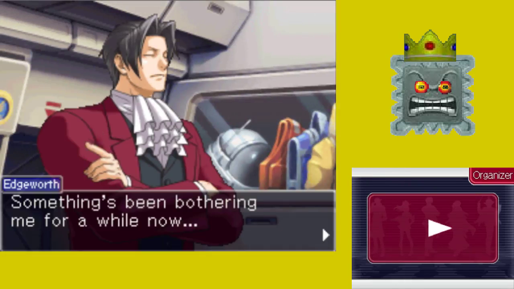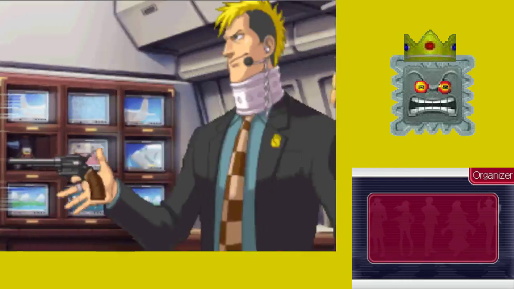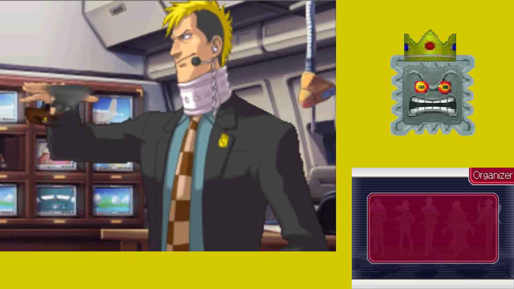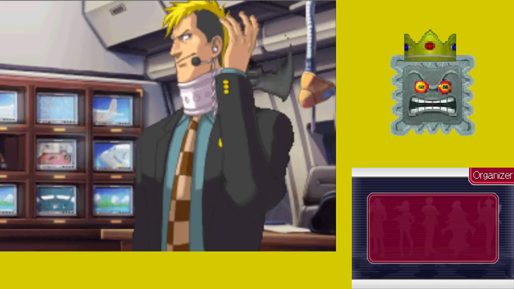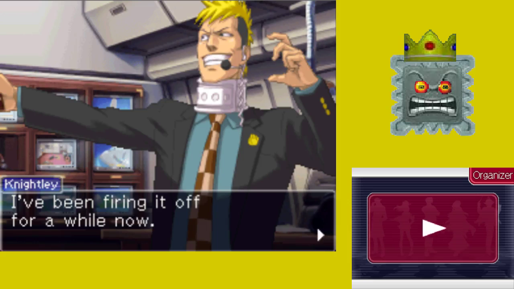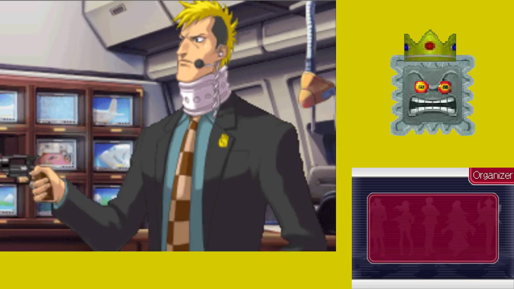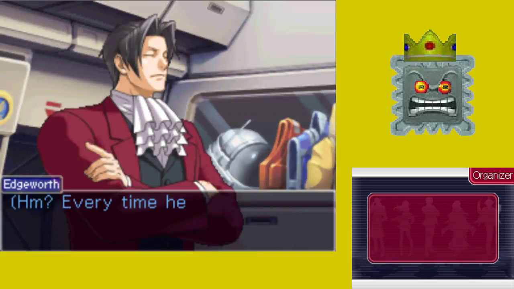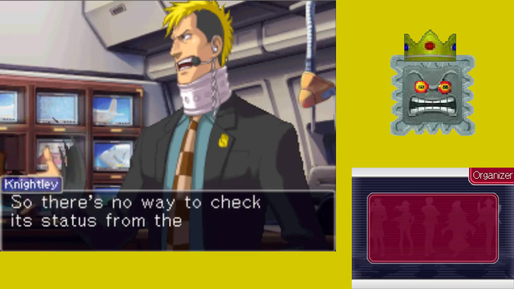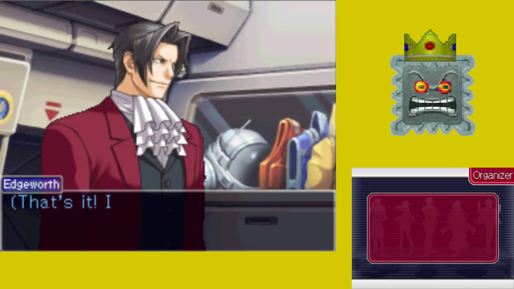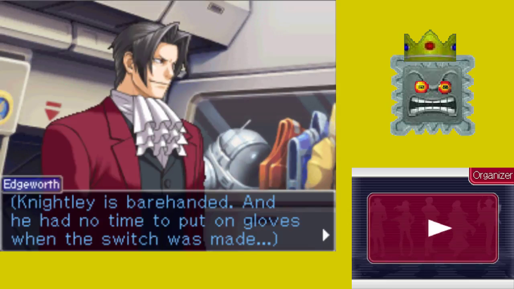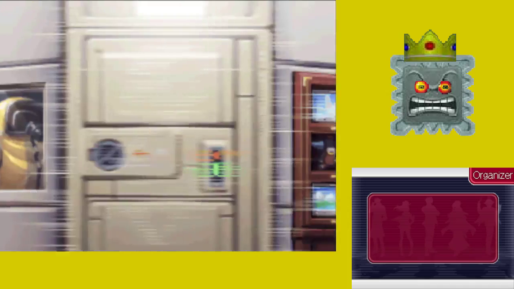Something's been bothering me for a while now. What about the chamber of your own gun? Now that you mention it, I've been firing it off for a while now. Every time he fires, he reloads the gun. So there's no way of checking its status from the time of the incident. That's it! In order to switch the guns, he would have needed to reload the bullets. Knightley's barehanded, and he had no time to put on gloves when he made the switch.